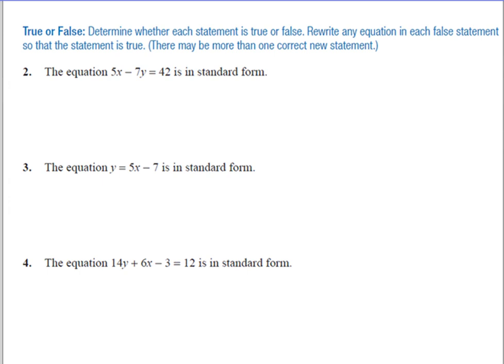True or false, and if it is false, we need to fix it. The equation 5x minus 7y equals 42 is in standard form. Our a value is 5 here, our b value is -7, and our c value is 42. We have it in that pattern, and so this is true.